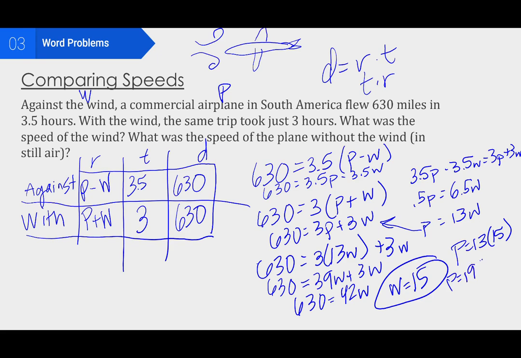Now, there's a few different ways we could have solved this. I just used substitution. That works. Okay, big thing again with systems of equations and word problems. Make sure you're having 2 equations, one for each group.